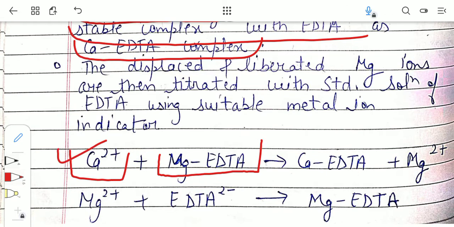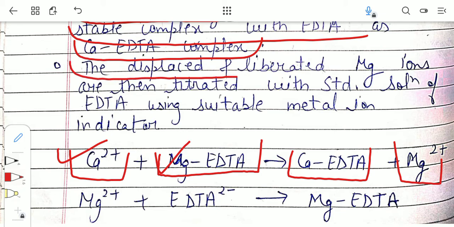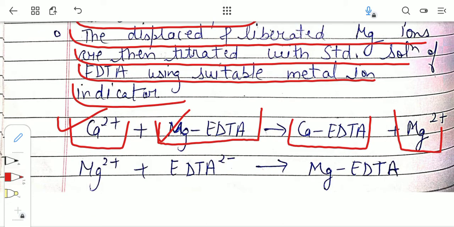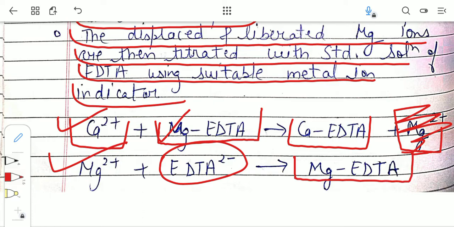This calcium will displace the magnesium ion and form the calcium EDTA complex, and the magnesium ions will be liberated. The displaced and liberated magnesium ions are then titrated with standard solution of EDTA by using a suitable metal ion indicator, to form magnesium EDTA complex. I hope with this example it is clear how exactly the replacement titration works. In this, the metal EDTA complex is used to displace the other metal ion.